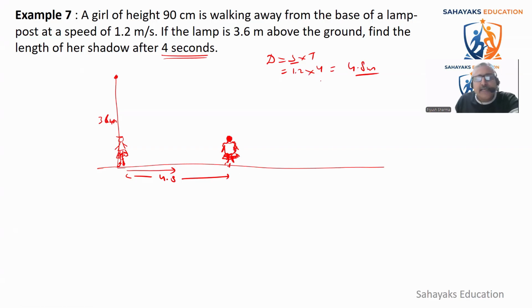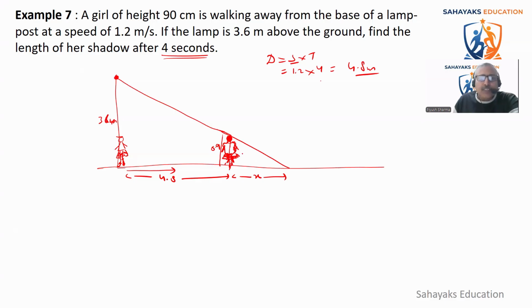Okay, so the girl is standing here now, 4.8 meters away. Now, from the lamp post, we have to find her shadow, just touch. So it's kind of touch here. So her shadow distance is somewhere around, say we say X. And what is the height of the girl? The girl's height is 0.9. Okay, that's the height of the girl, 0.9.